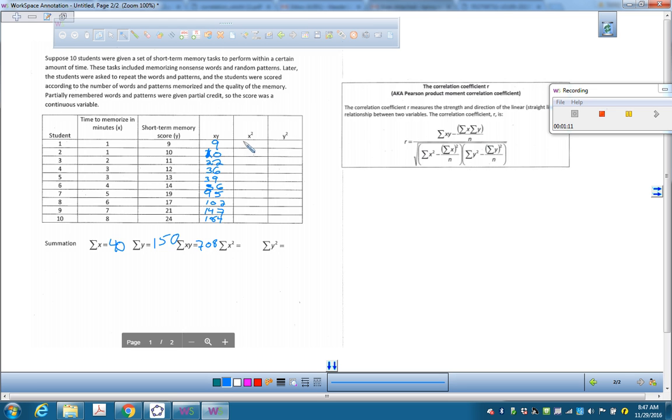X squared goes here. So this is x, this is y. 1, 1, 4, 9, 9, 16, 20, 25, 36. Did I say that right? 49, 64. Then I'm going to sum all those up and put that right there. When I do that, so that you don't have to, I get 214.